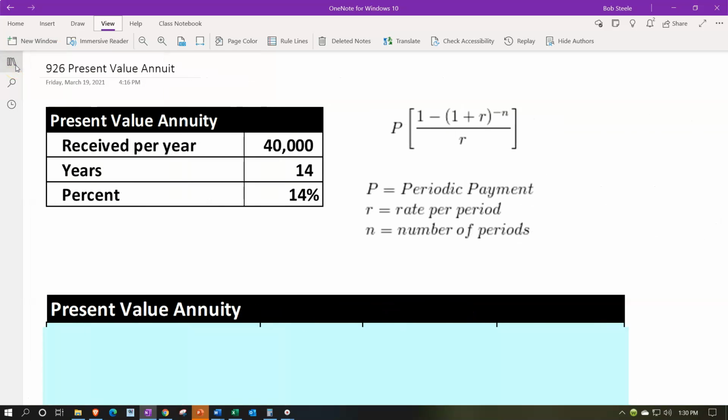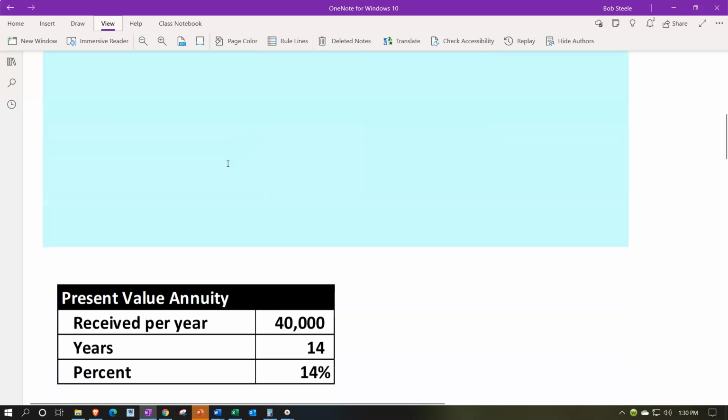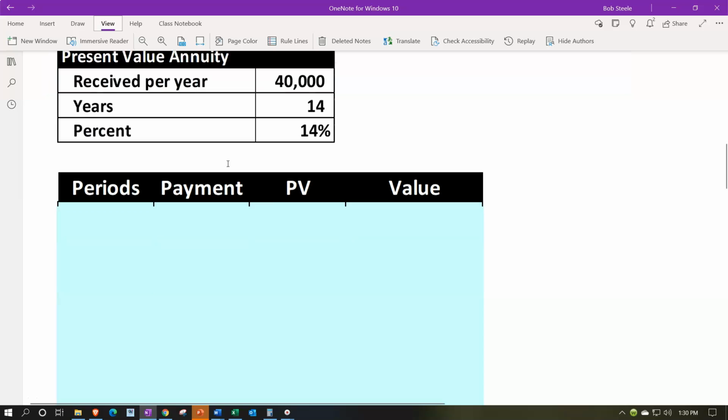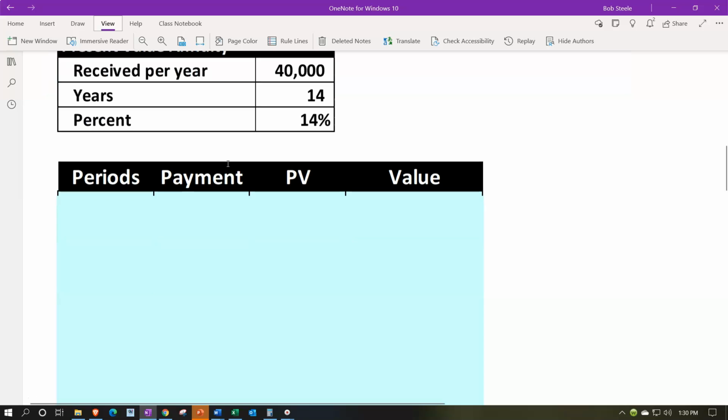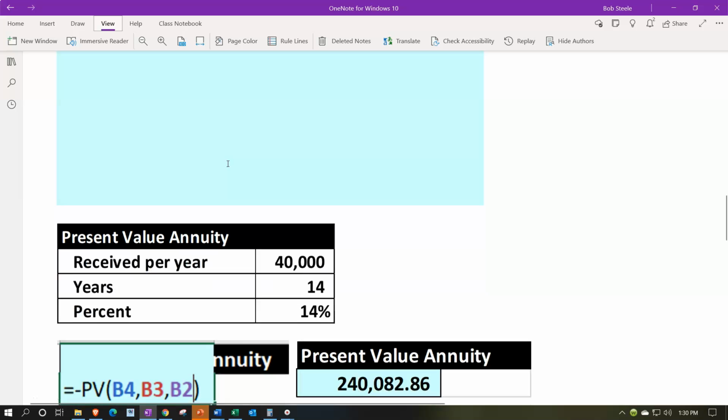I'm going to close this back up. Here's going to be our information up top. We're going to do the calculation a few different ways. We're going to do it with a present value mathematical type of calculation. We'll then break down the annuity into present value of one calculations. Really useful skill to have, and it's really necessary once you get into more complex scenarios.